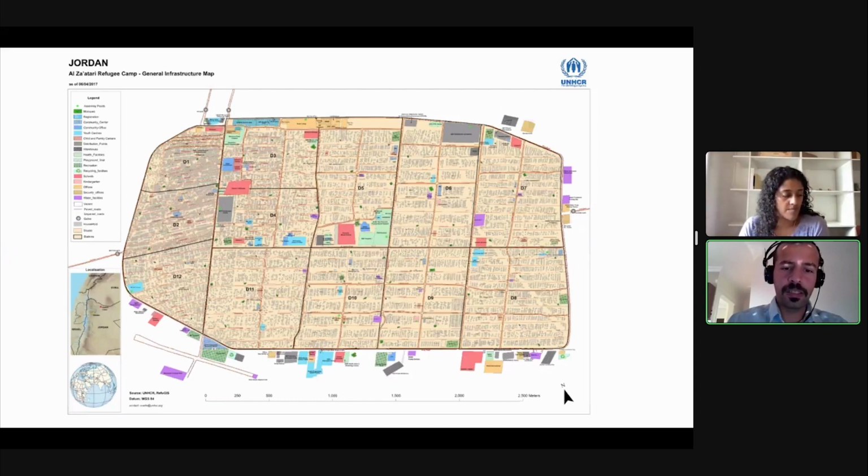Here's a more detailed camp map. It contains 12 districts.